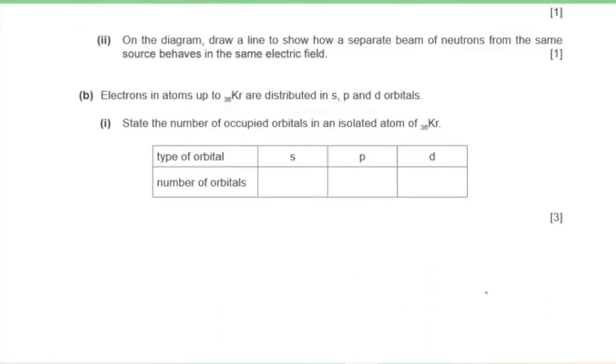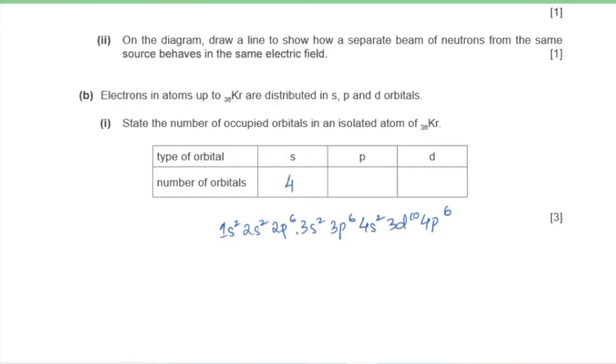Electrons in atoms up to krypton 36 are distributed in s, p and d orbitals. State the number of occupied orbitals in an isolated atom of krypton. So krypton 36 has the configuration of 1s2, 2s2, 2p6, 3s2, 3p6, 4s2, 3d10, and 4p6. So there are 4 s subshells present in krypton 36, and each s subshell has 1 orbital. So in total we have 4 s orbitals.